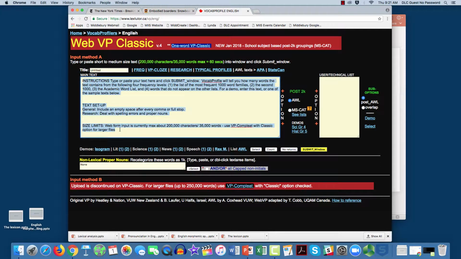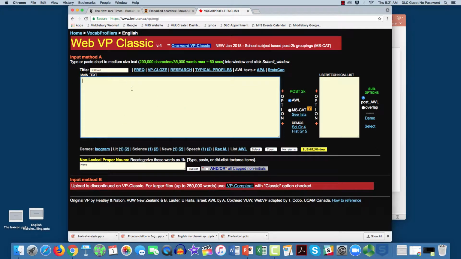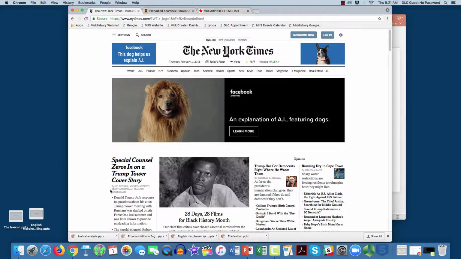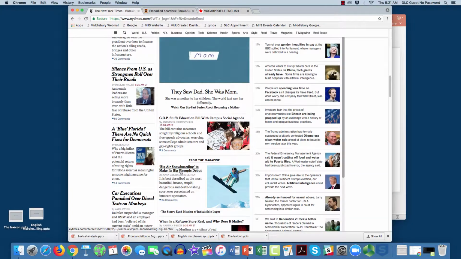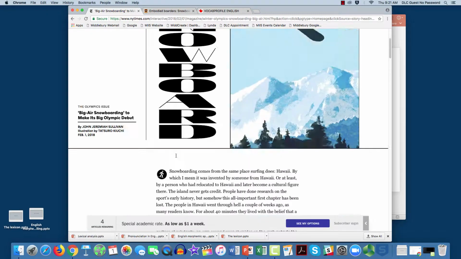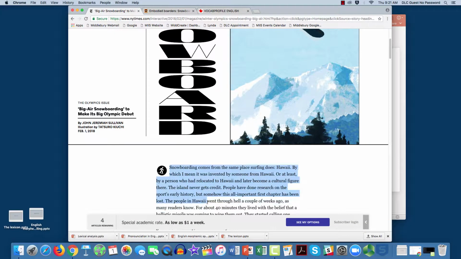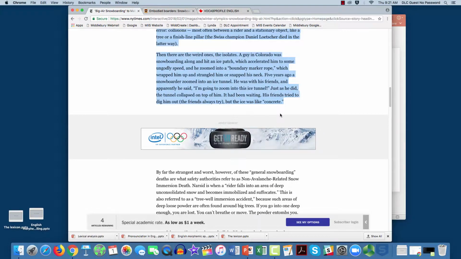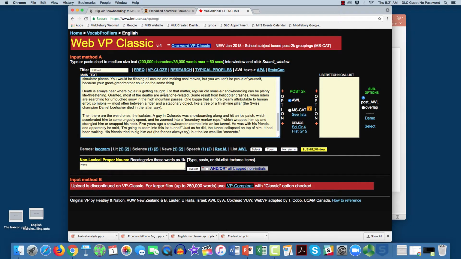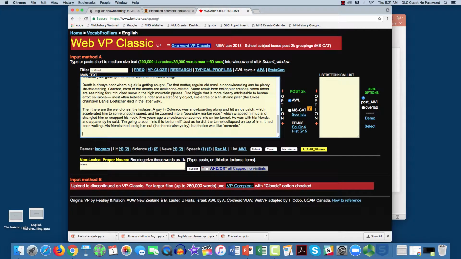So what you can do with this is copy and paste text into this space, and it will analyze it for you in lots of different ways. This isn't fancy, but it's pretty useful. So let's get an example of this. I have a Nuclear Times article here. Let's pick this one about snowboarding. We'll avoid some of the more controversial topics for the day. And I'm just going to copy and paste some text from this article on snowboarding into here. So I've copied and pasted it.